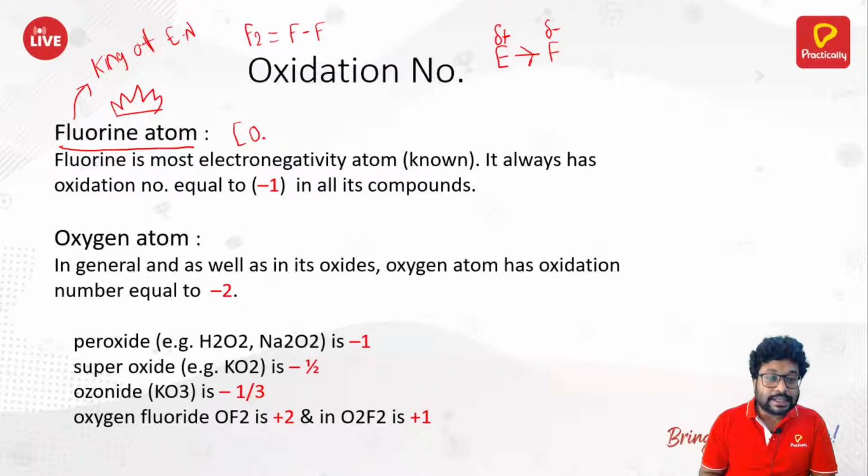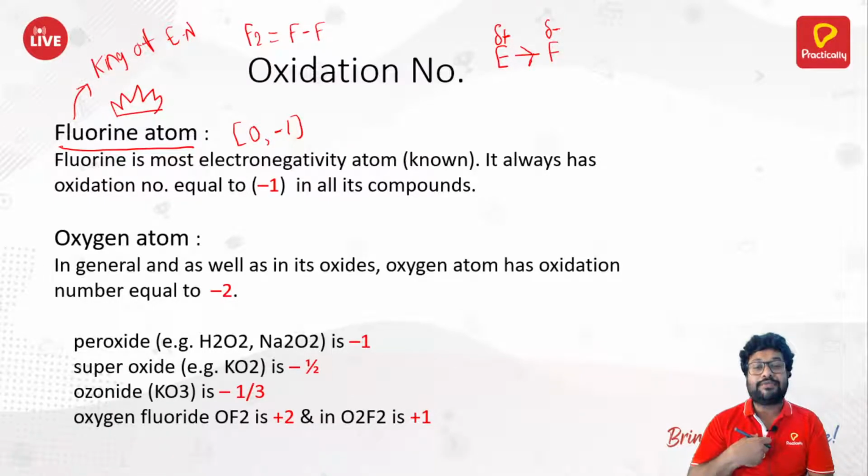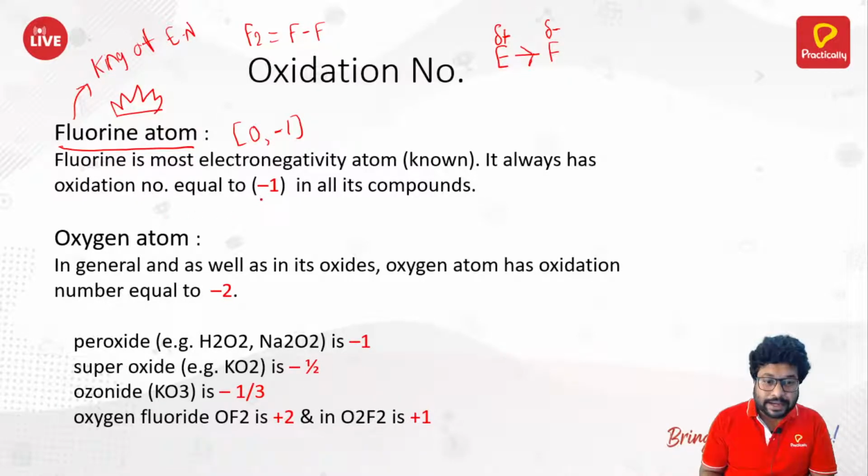So that is why it is 0. And otherwise, it is always minus 1. Basically, 0 is the oxidation state shown by every element, so let's not take it into count whenever we talk about the oxidation number shown by the given element. So fluorine has -1 in its compounds. Always. By that I mean always.